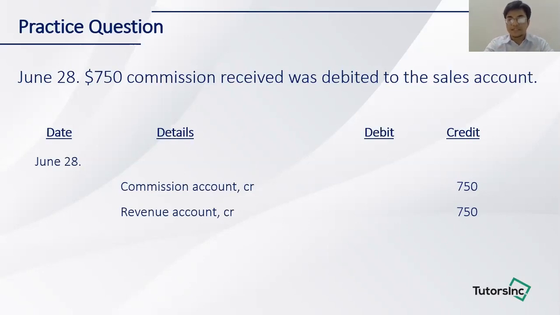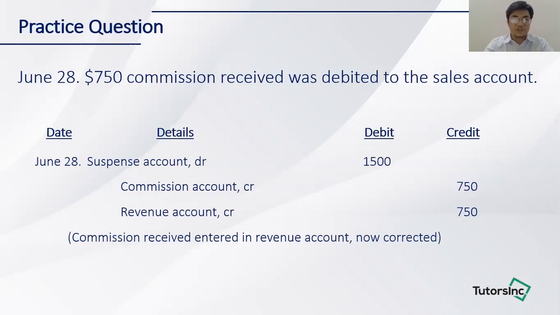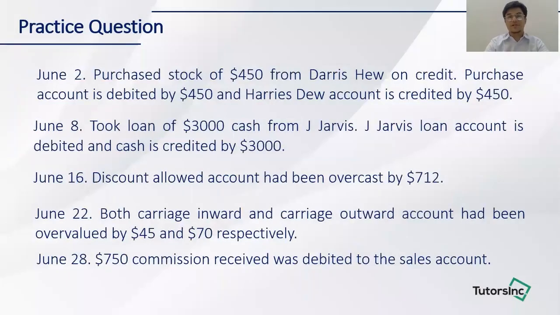And since both of these entries have taken place in the credit side, we have to enter suspense on the debit side, and the value is going to be the total of that in the credit side. The narration is going to be commission received entered in revenue account, now corrected. And with this transaction, we have corrected all the errors using journal entries.